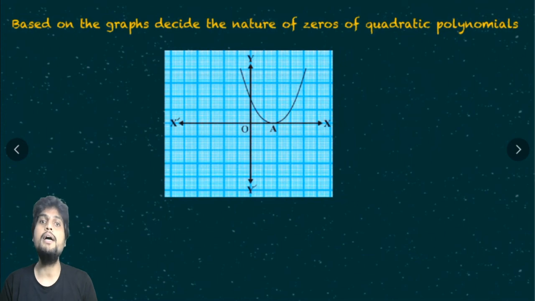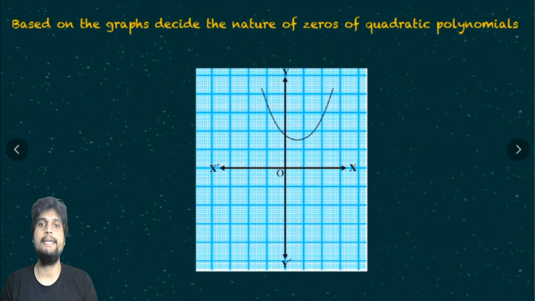So यहाँ पे भी वही होगा, एक ही जगह touch कर रहा है, वो भी positive side में touch कर रहा है on the x-axis. So both roots are going to be positive, both are going to be real, and both are going to be equal. Now what if it doesn't touch like this?